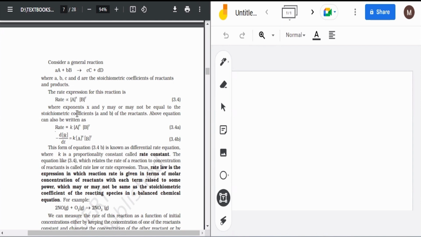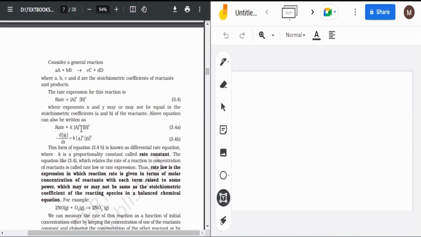Like if the rate of reaction of A, B gives C, the reactants are A and B, so we write A and B. And what is the power? Power is X and Y. These X and Y need not be equal to the coefficients. Remember this thing, this is very important.